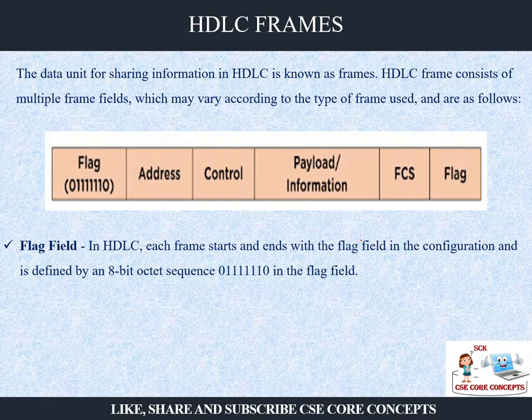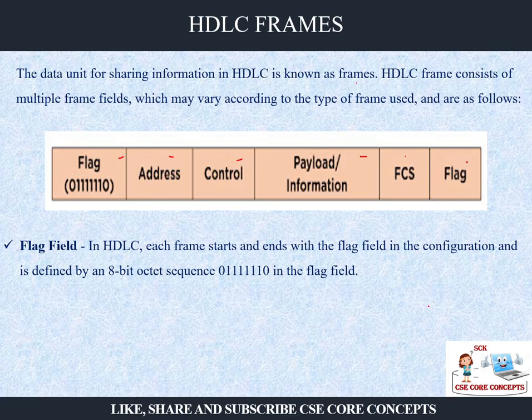So let us see the HDLC frame. How does it look? It is a data unit for sharing information. This is called an HDLC frame. There are multiple fields which you can see. The first field is the flag field, next is the address, control, payload or information, FCS, and the flag.